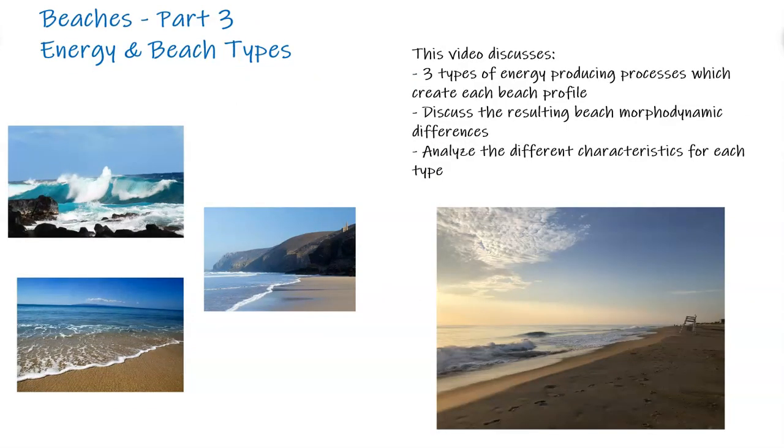So it's going to look at the 3 types of energy producing processes, or the process that provides the energy that is being dissipated at the shoreline, at the beach, at the interaction between the land and the ocean, to create a certain beach profile or morphodynamic environment. And look at the differences between the beaches caused by different kinds of energy, and the resulting characteristics for each type.